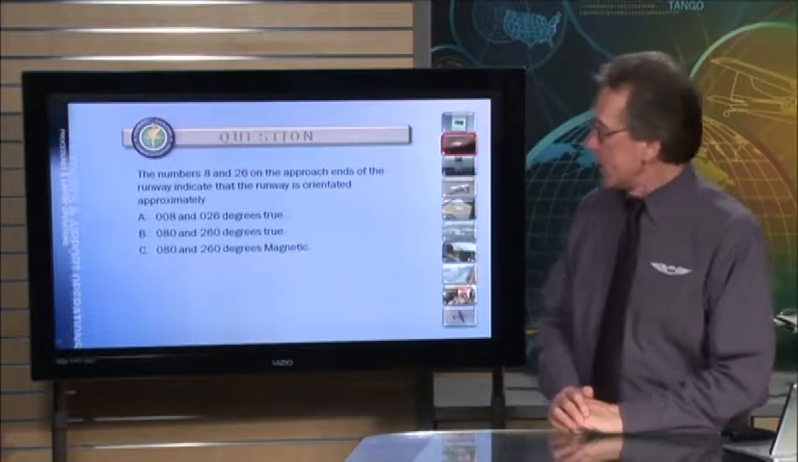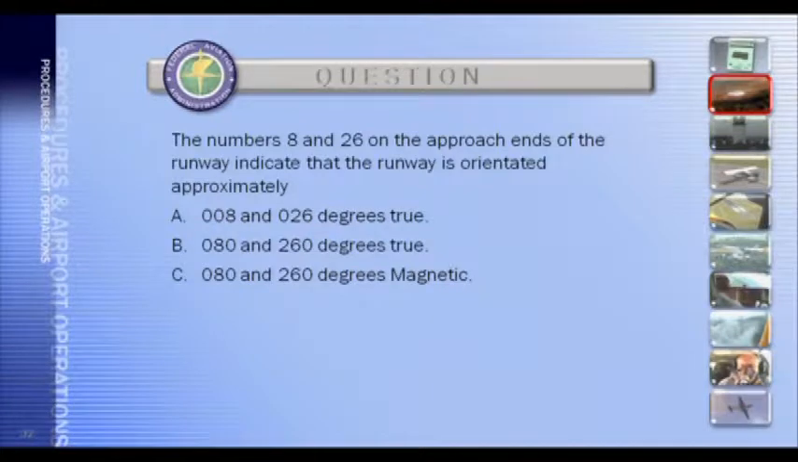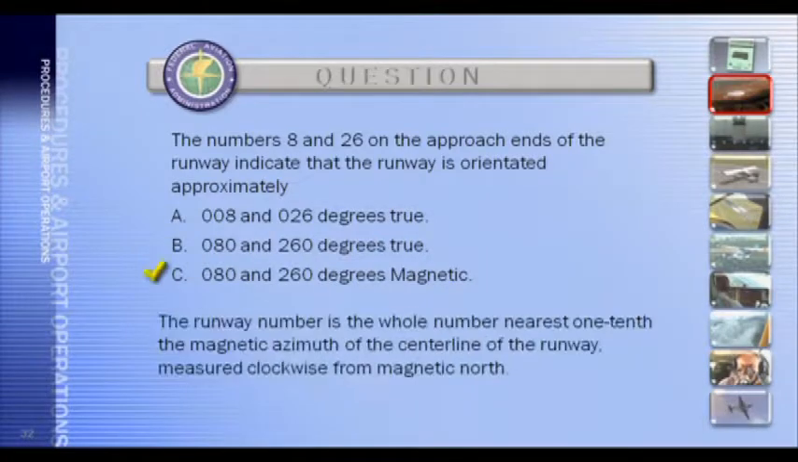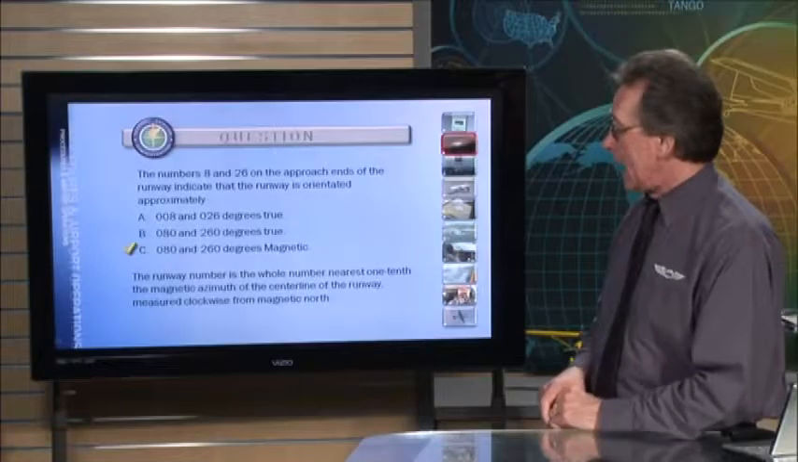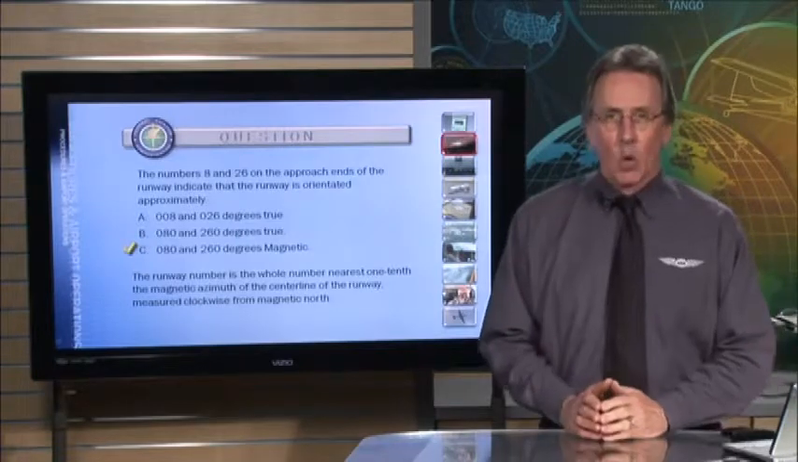Okay, we hope you got the right answer. The numbers 8 and 26 on the approach ends of the runway indicate that the runway is oriented approximately C, 080 and 260 degrees magnetic. Now, as a reminder, the runway number is the whole number nearest 1/10 the magnetic azimuth of the center line of the runway, measured clockwise from the magnetic north.